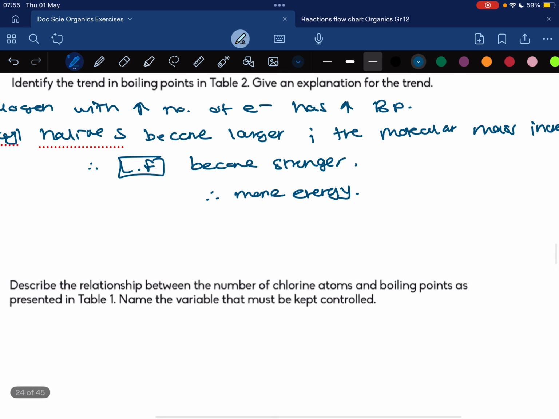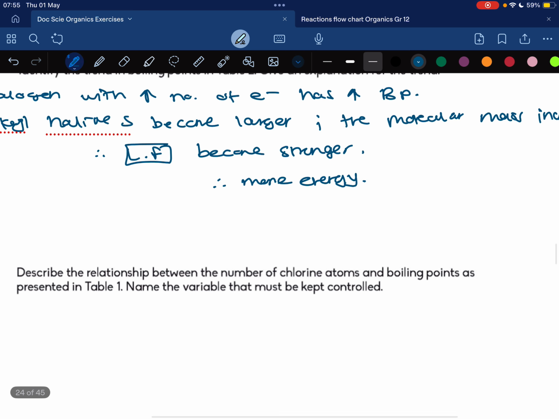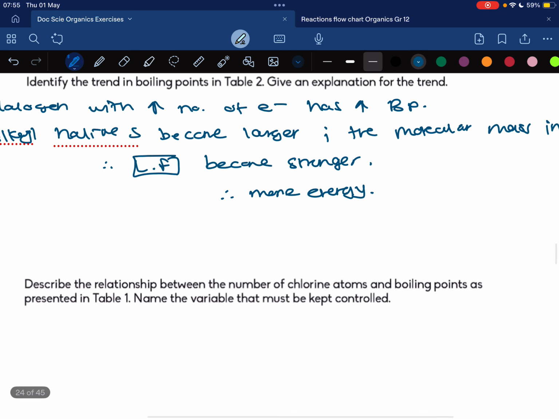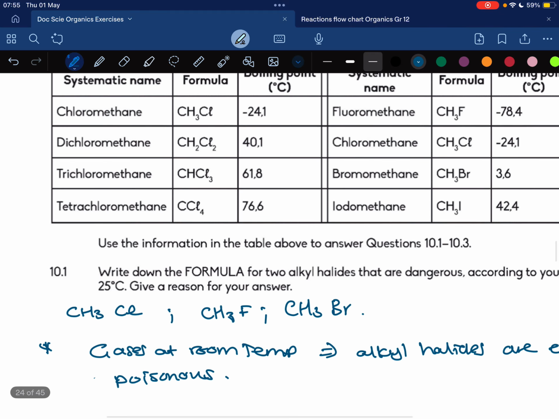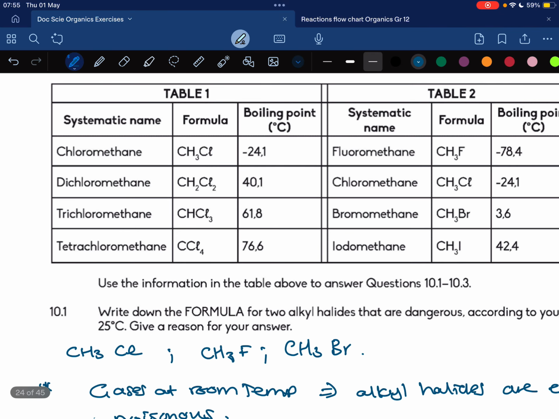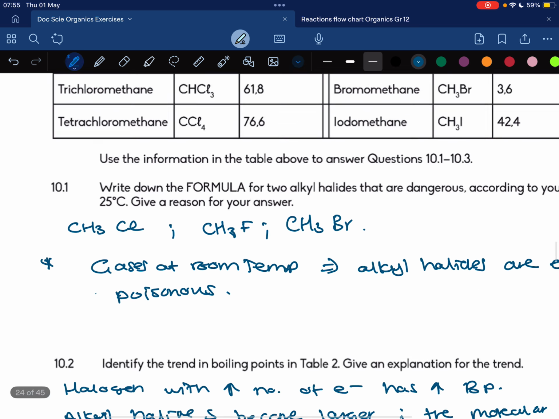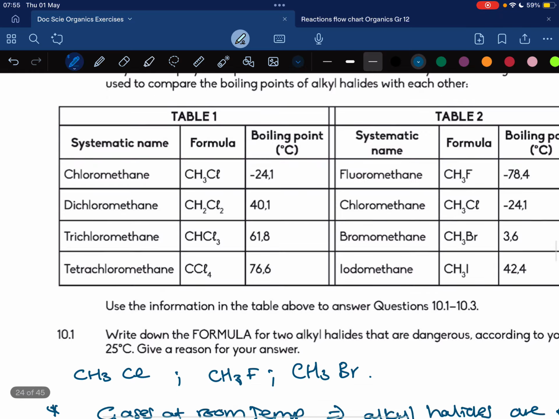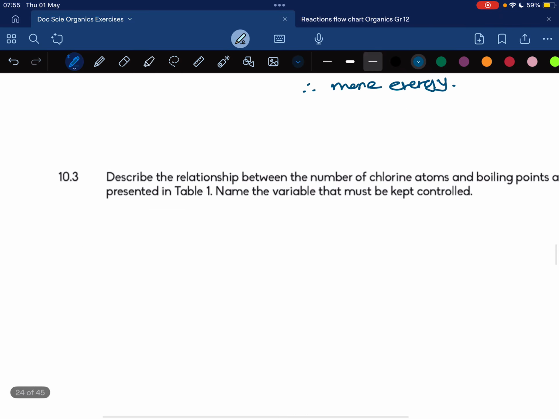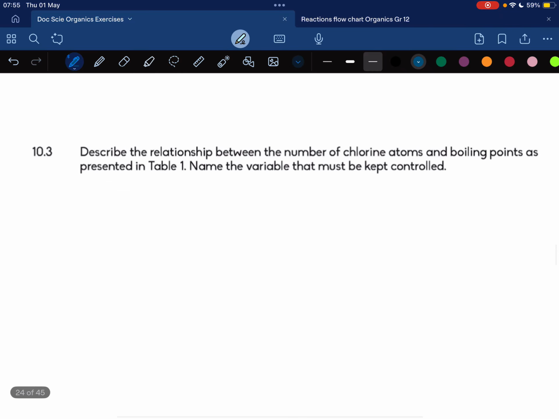Okay, then 10.3 says describe the relationship between the number of chlorine atoms and the boiling point as presented in table 1. Name the variable that must be kept controlled. So I can see that I'm just increasing the number of chlorine atoms in each compound, and that's going to increase the boiling point. So it says describe the relationship.